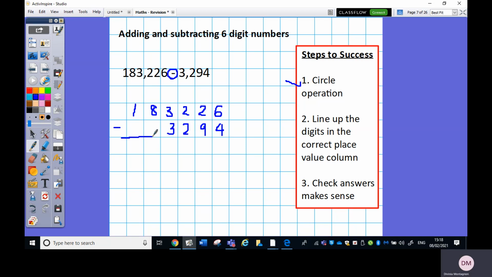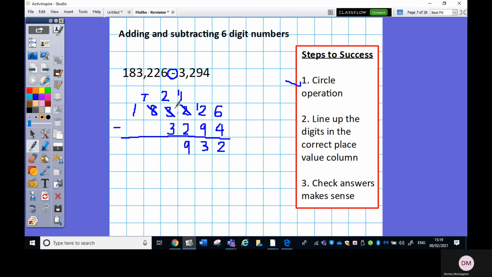Great. Okay, so 6 take away 4 equals 2. Good. 2 take away 9 equals, I can't do, so I've got to regroup. Now that becomes 12. 12 take away 9 equals 3. Good. Can I take 2 away from 1? No, so I need to regroup again. From the thousands, that becomes, good, 2, and then my hundreds become 11. 11 take away 2 equals 9. Excellent. 9 take away 3. Can I do that? No, so I'm going to regroup.